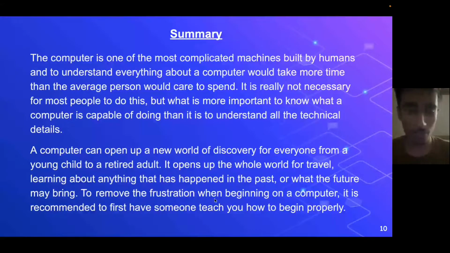To remove the frustration when beginning on a computer, it is recommended to first have someone teach you how to begin properly.